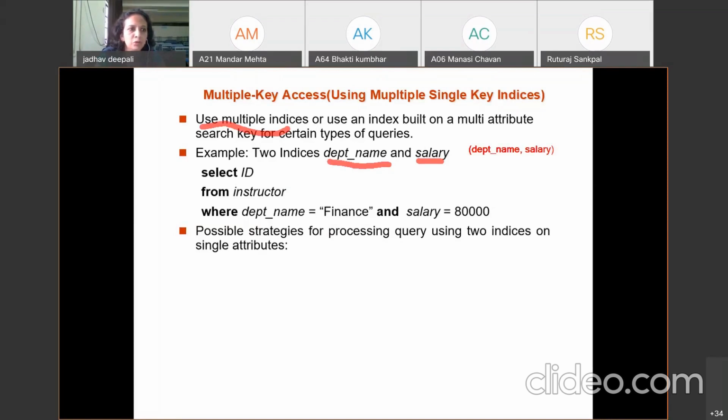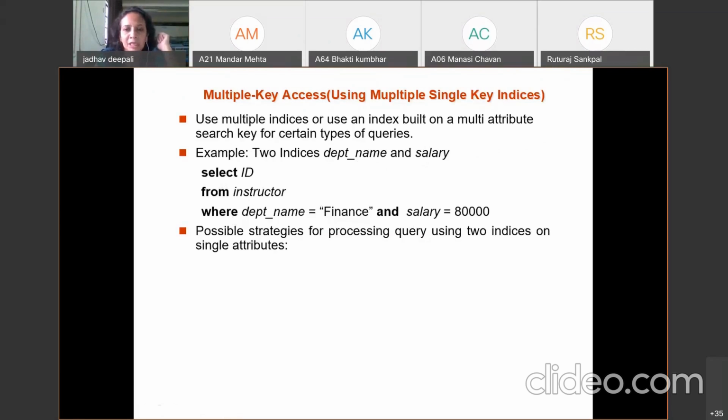So the first approach we are going to study. We consider two indices here, multiple indices, department name and salary. Suppose there is one index on the department name and another index on the salary. So suppose we execute a query: select ID, we want the ID of the instructor from the instructor relation where department name is equal to finance and salary is equal to 80,000. When we execute this query with two indices, one on department name and another on salary, how does it execute?